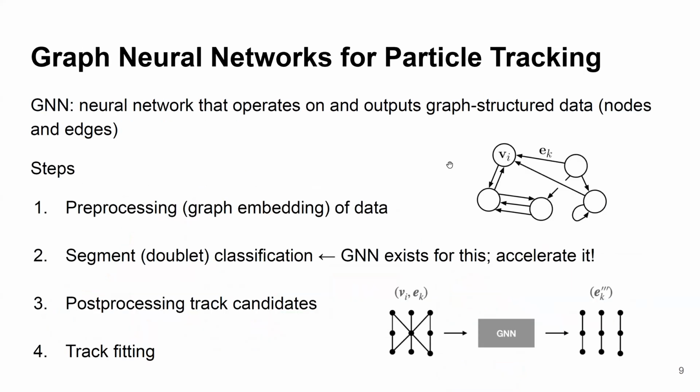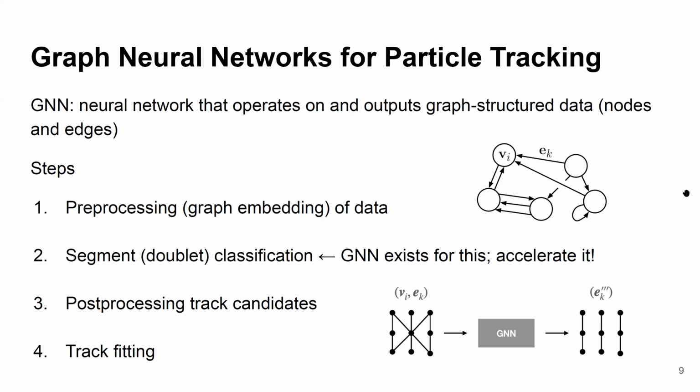So the bulk of this project is about graph neural networks for particle tracking. So let me tell you what a graph neural network actually is. A GNN is a neural network that operates on graph structured data. And you can see a little abstract example of what graph structured data is in the side here. And so there are nodes with their respective attributes and the edges that connect those nodes, which have their attributes as well.